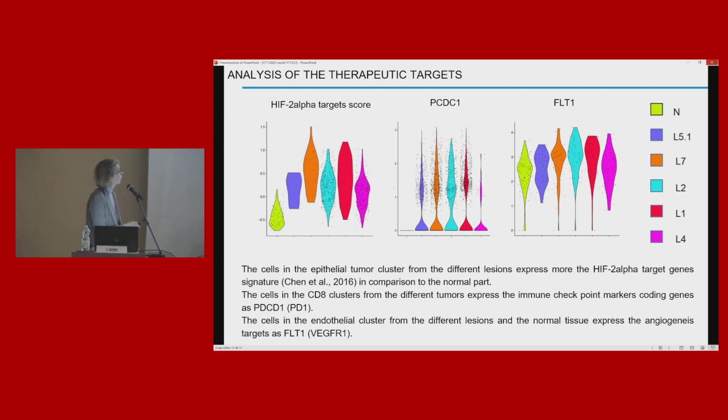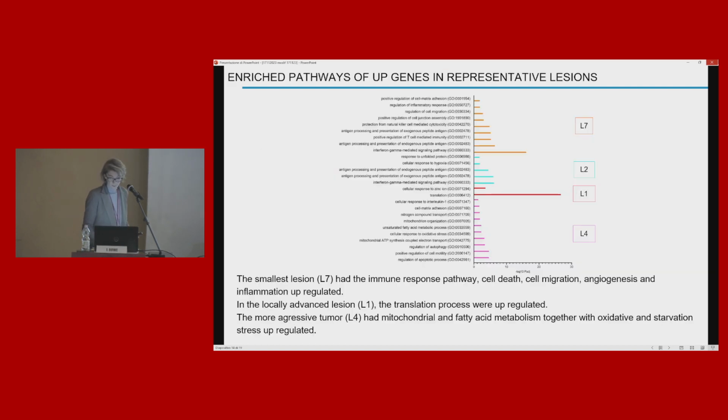So the immune checkpoint marker coding for PD-1 was expressed in the CD8 from all the tumor cells, but not from the normal part. And the anti-angiogenic marker was expressed in the endothelial cells of all the tumor cells and the parenchyma part. So when we checked for the expression in the renal cancer cells from all the different tumors, we saw that there were differences at the level of the enriched pathway.